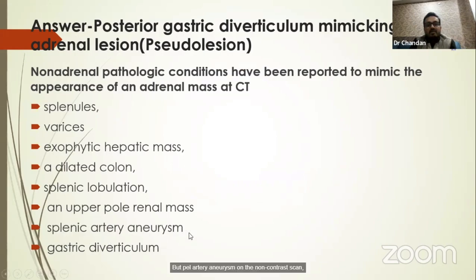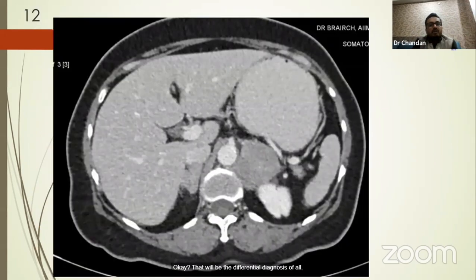But a splenic artery aneurysm on the non-contrast scan can simulate a pseudo lesion, because in the arterial phase it will enhance like the aorta, and it will follow the blood pool images. Okay, that will be the differential diagnosis of all. So we should remember all these things, and now the next case.